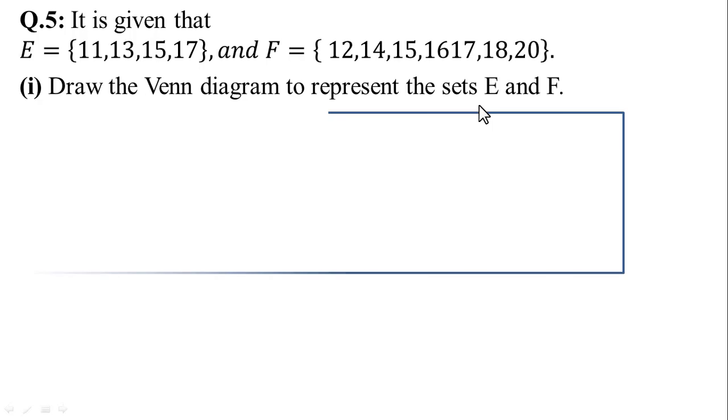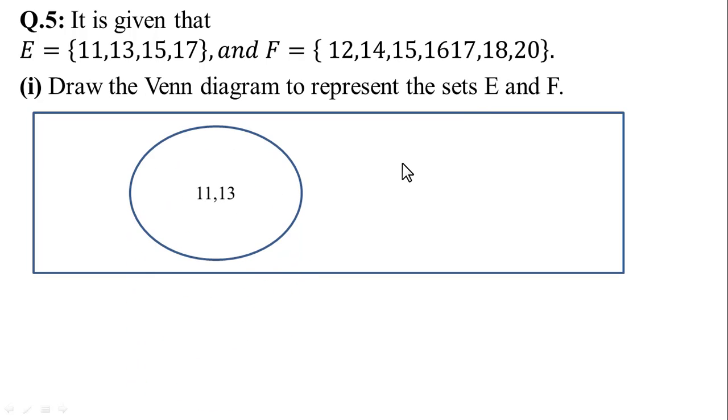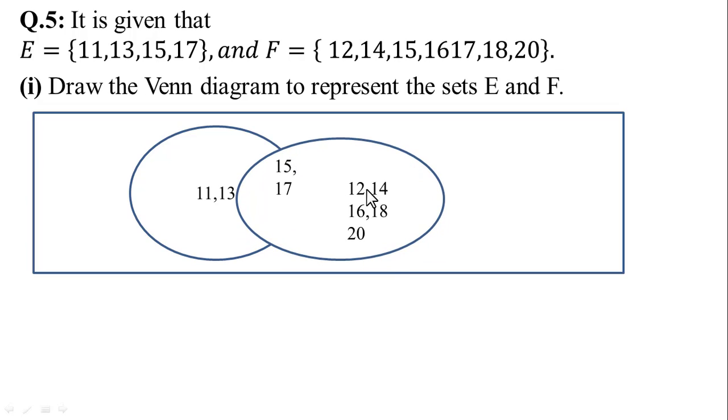So we can draw the universal set first of all, and draw the first set. 11 and 13, these elements are not common. And similarly 12, 14, 16, 18 and 20 are not common. 15 and 17 are in the overlapping set, both are common in E and F. So this is the Venn diagram of E and F.